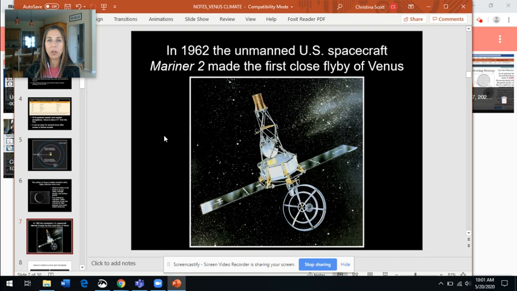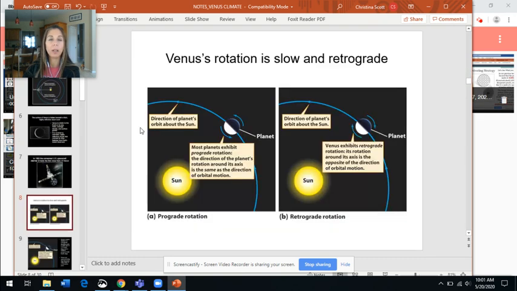In 1962, the unmanned U.S. spacecraft Mariner 2 made the first close flyby of Venus. So one of the questions too was, how is Venus's motion different from Earth?